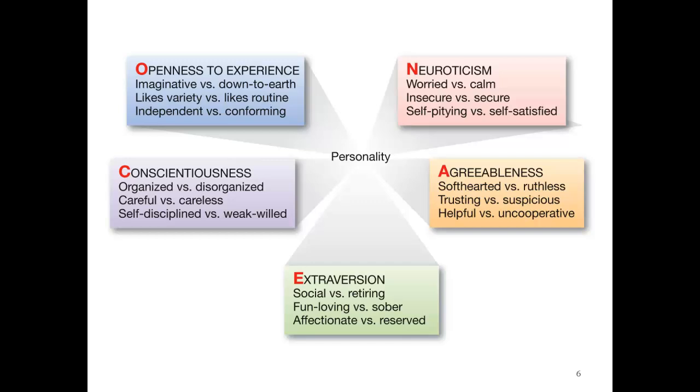Then we get to agreeableness. People that are high on agreeableness are very helpful, polite, trusting, viewed as soft-hearted. Those who are low on agreeableness tend to be suspicious and uncooperative. We tend to see them as rather ruthless. They're just unpleasant people.